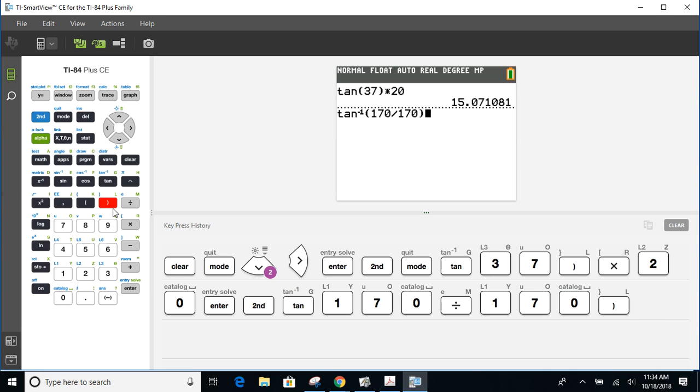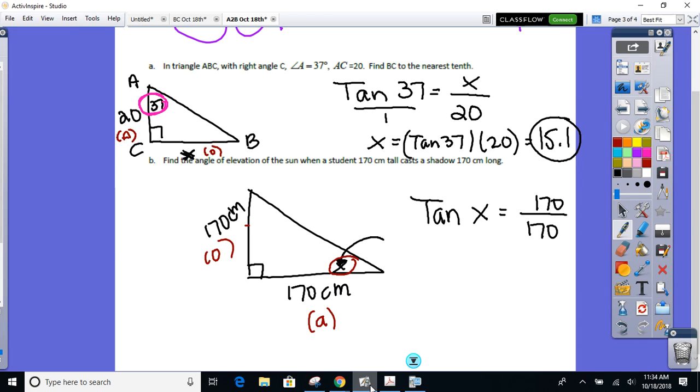And it will produce the angle back. So we use the inverse of tangent with 170 over 170. And that'll be 45 degrees.